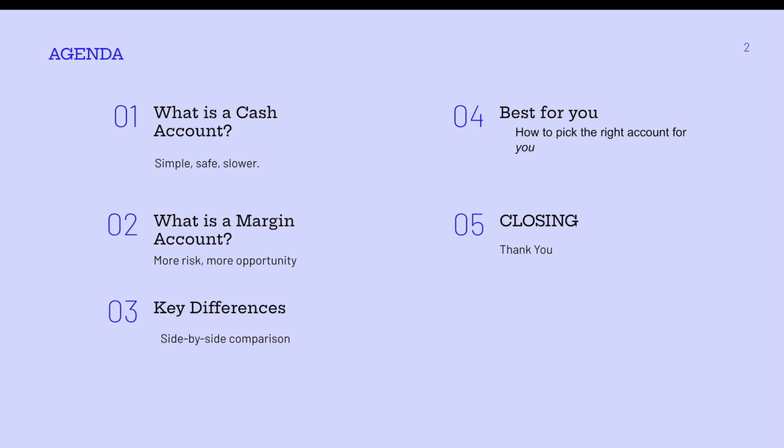Here's our agenda. First, we're going to be talking about what a cash account is, then a margin account, then key differences, and then what is going to be the best for you. Starting off with a cash account.